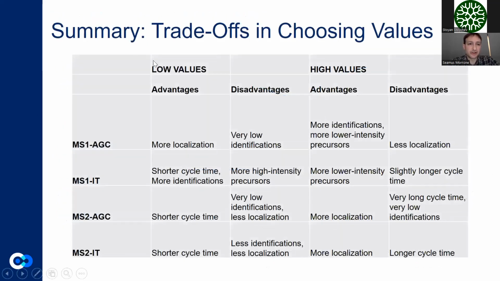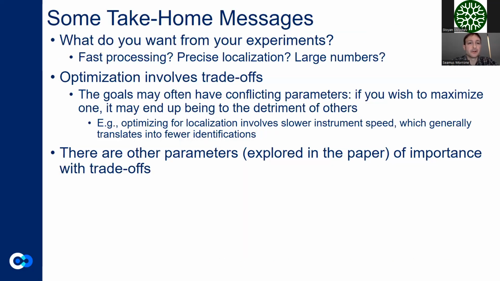So we can look at these as a table, and as I mentioned, the take-home message of this is that there are trade-offs in choosing these values. So usually at low values, you have certain advantages and disadvantages for the AGC and IT. And then at high values these generally switch around, but sometimes the behavior is a little more complex. So it's important to choose values based on what you are looking for.